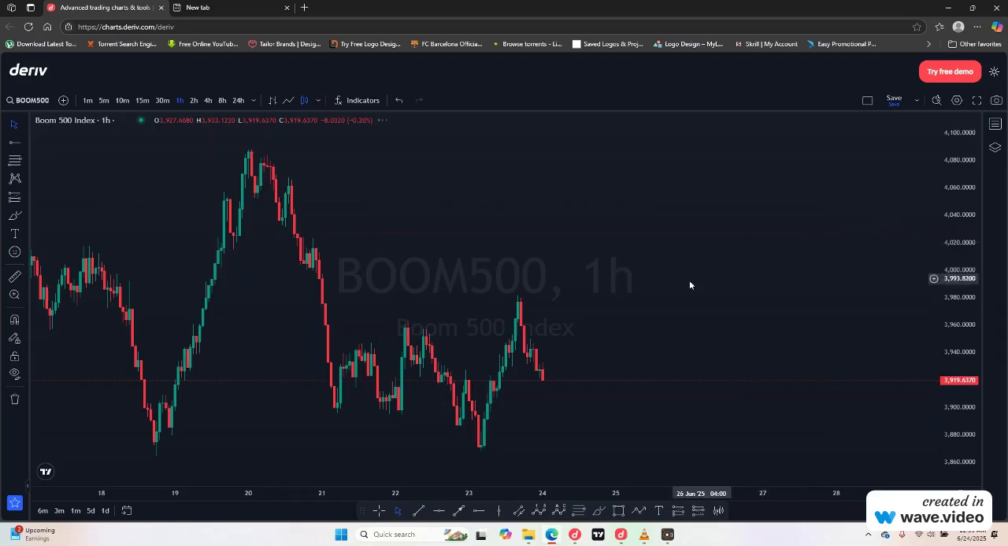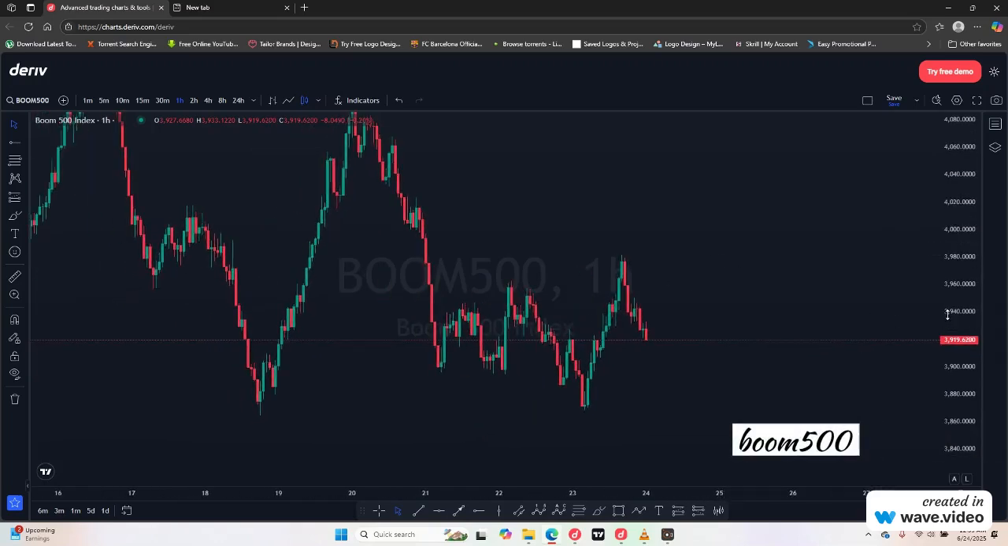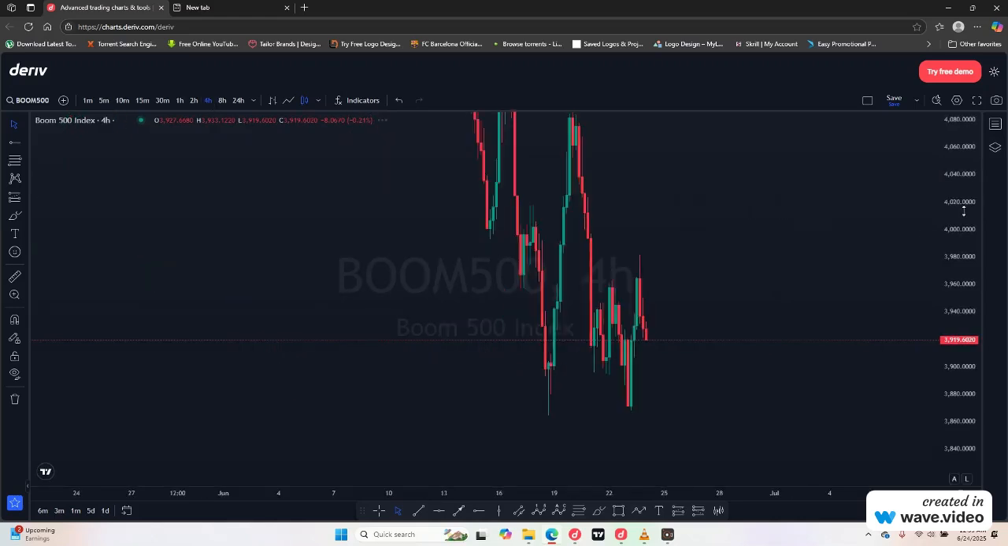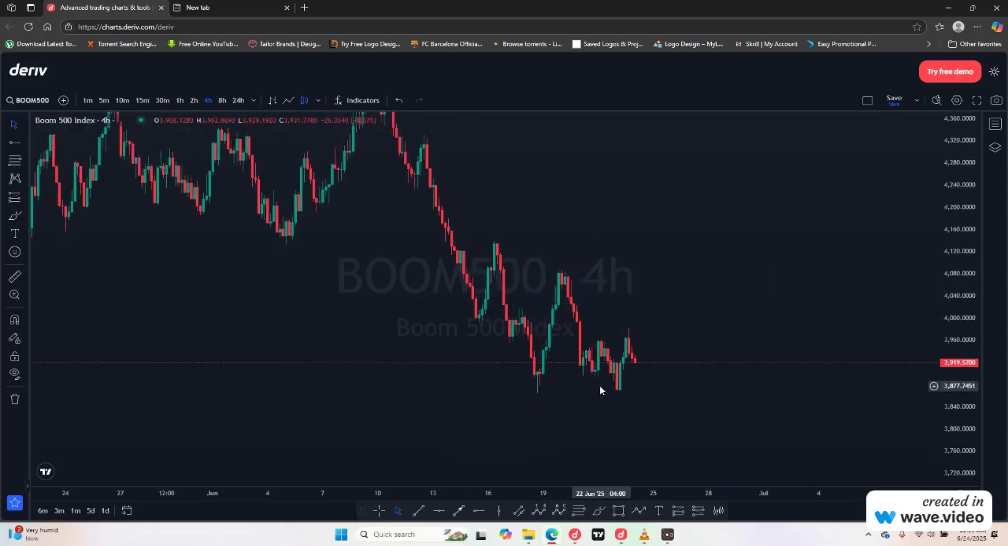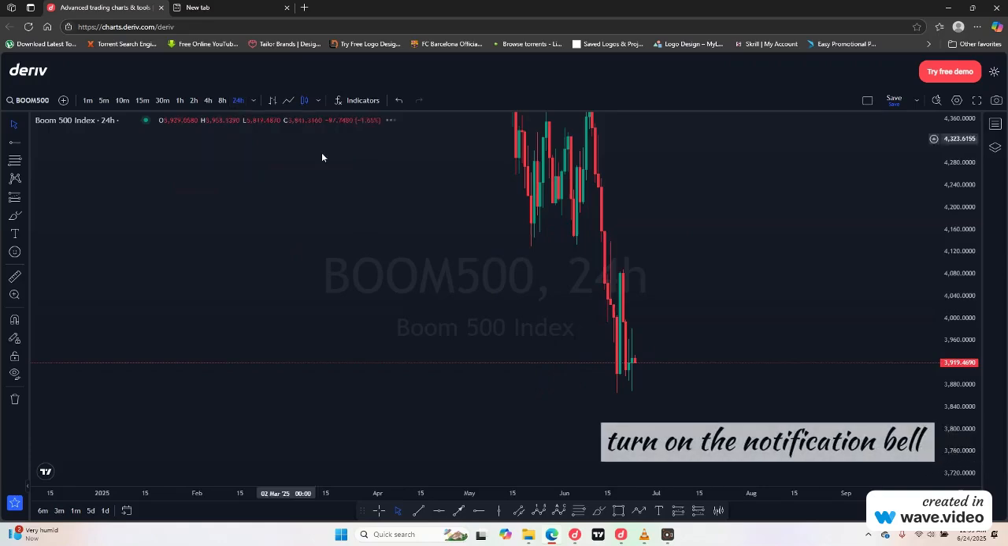So on the Boom 500, let's check this on the 4-hour time frame. On the 4-hour push, you can see this market came to this low to have what we call a double bottom. Then you had a push up, clearing this high. This market is actually in a massive downtrend now. On the daily time frame, you can see how this daily is pushing, a decisive candle.